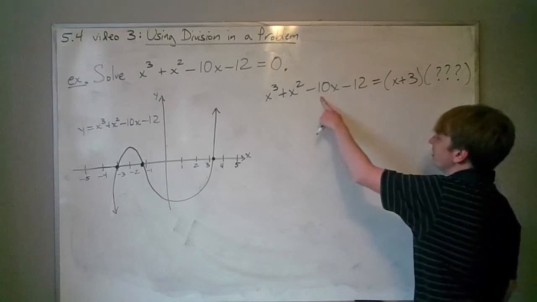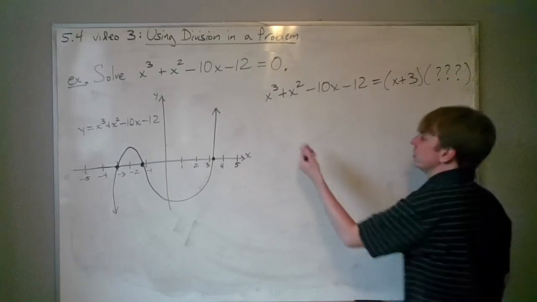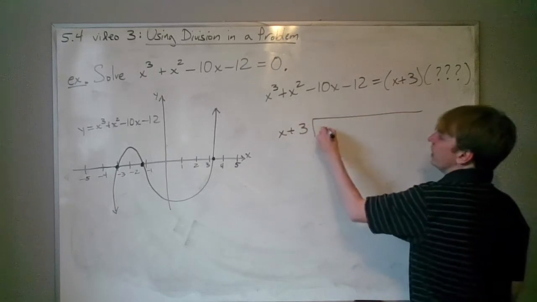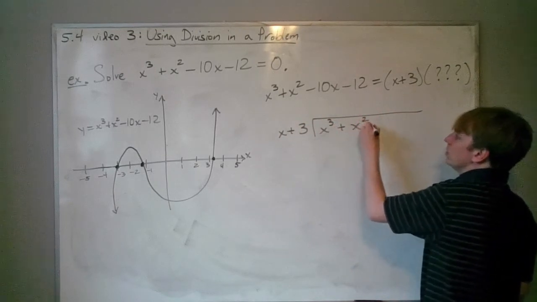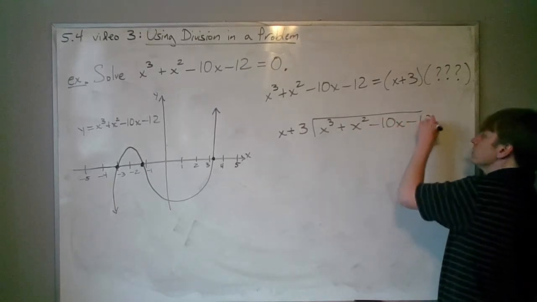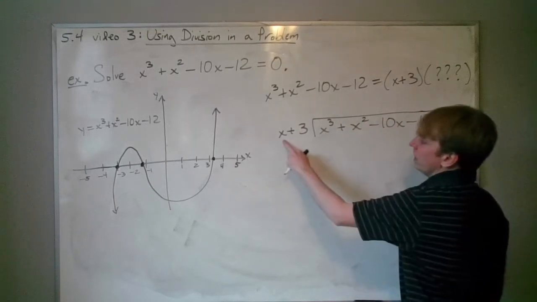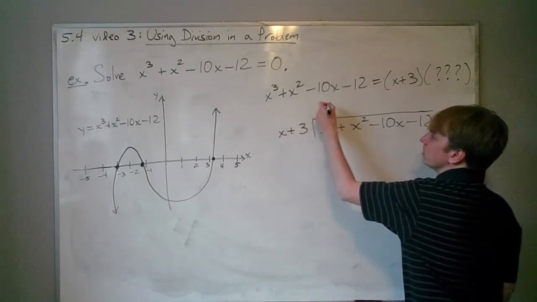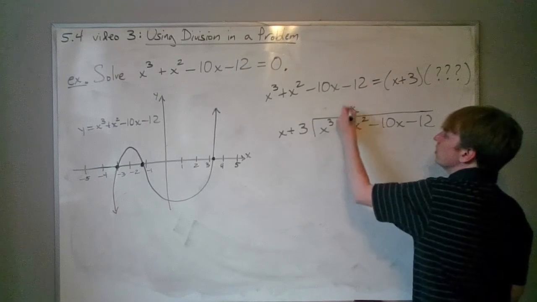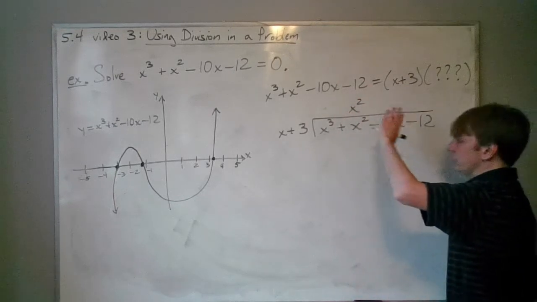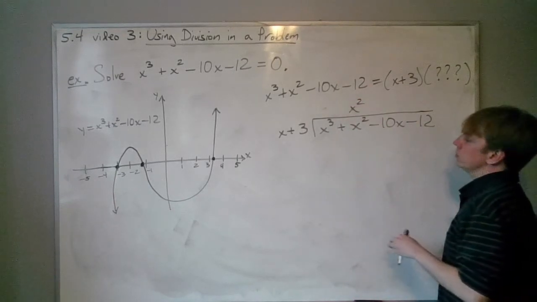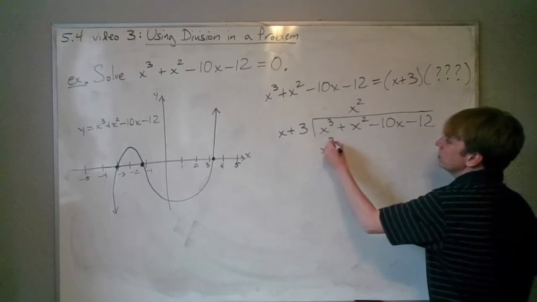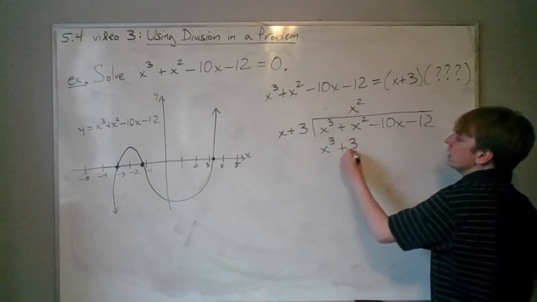We're going to try dividing this big guy by the small guy. So x plus 3, I'm going to try and divide that into x cubed plus x squared minus 10x minus 12. So x into x cubed, x cubed divided by x would be x squared. Let's go ahead and put it on top of the other x squared. Again, not that it matters where exactly I write my quotient. x squared times this guy, x squared times x is x cubed. x squared times 3 is 3x squared.